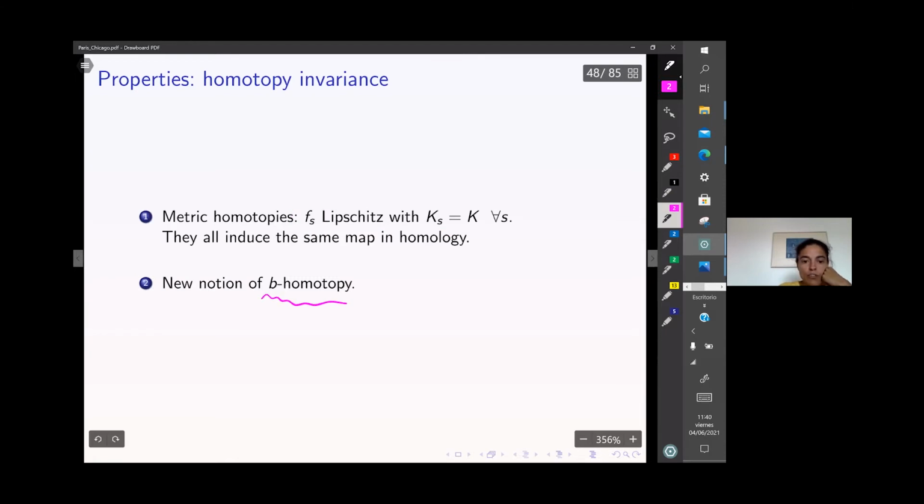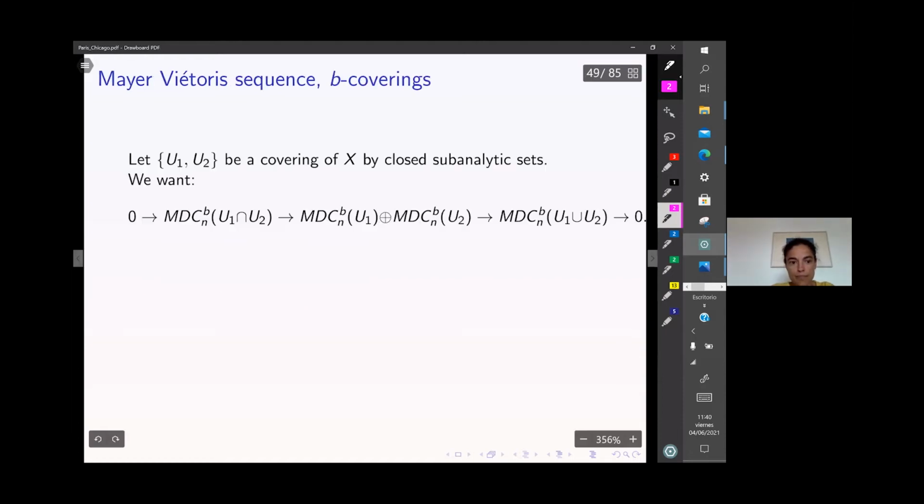We have also a notion of bihomotopy, in the same direction as before, as a b-map. So we allow discontinuities of order t to the b, with the mapping defined piecewise. For the Mayer-Vietoris sequence, we need to ask extra properties of the covering. So we have to ask what we call a b-covering, in order to have Mayer-Vietoris, you need this short exact sequence.